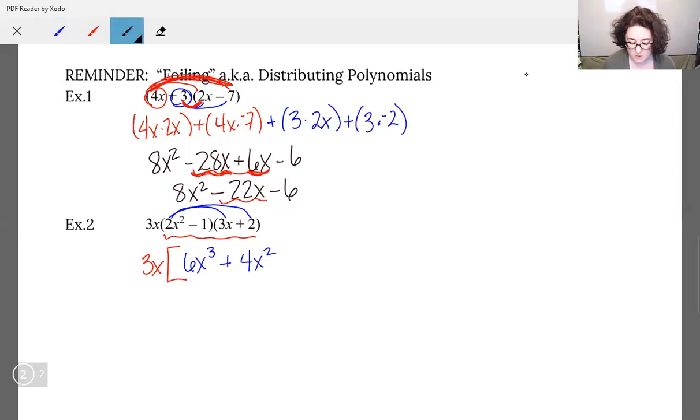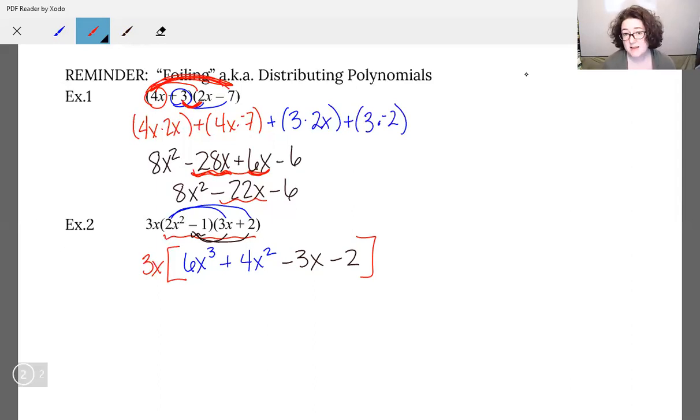Then I want to do the same thing with the negative 1. Negative 1 times 3x will give me a negative 3x. And then negative 1 times positive 2 gives me a -2. Now with this, just because of the nature of the terms that we had, we don't actually have any other values that we need to multiply or combine like terms with, because we don't have any matching x's. Every single term has a different number of x's being multiplied in.